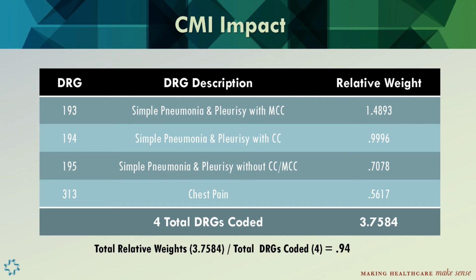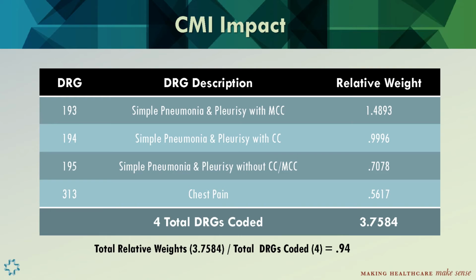Here are the same pneumonia DRGs with the addition of chest pain. To calculate the CMI, take the relative weights in the far right column and add them together. Take the sum of the relative weights and divide by 4 because there are 4 DRGs, and the CMI result is 0.94. This is a low CMI, which indicates that these are medical cases that are not complex.